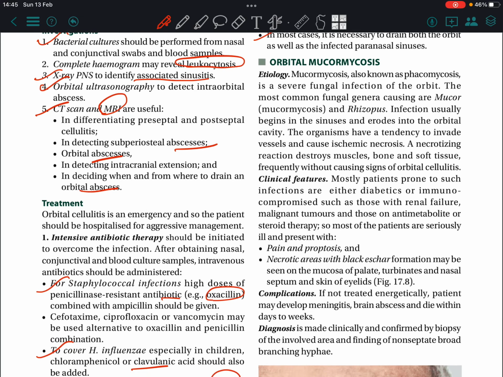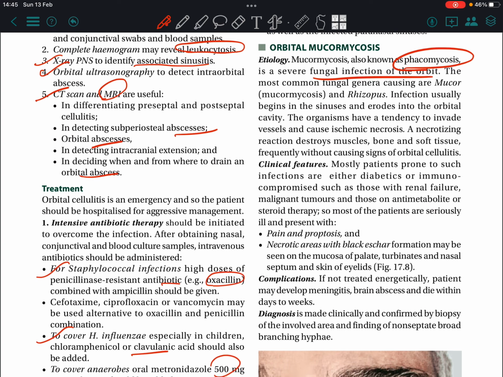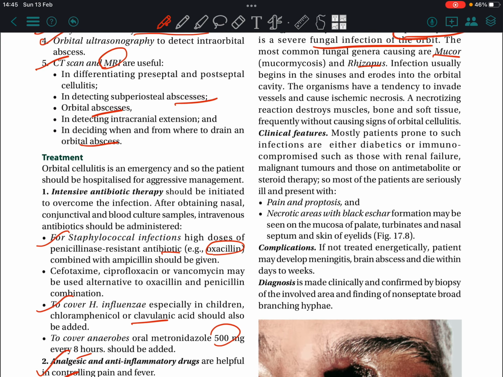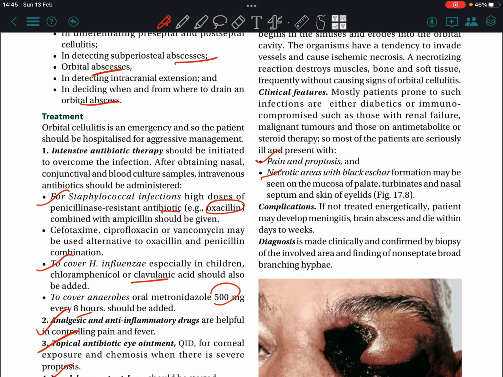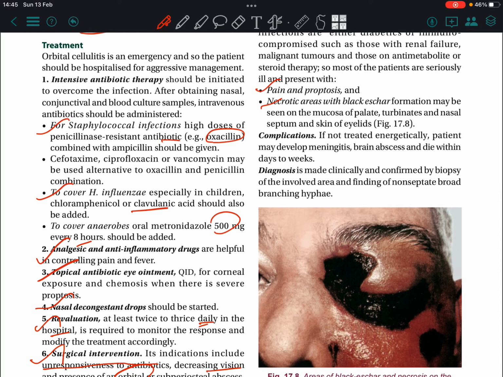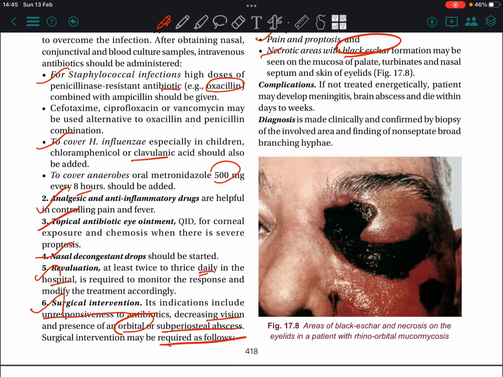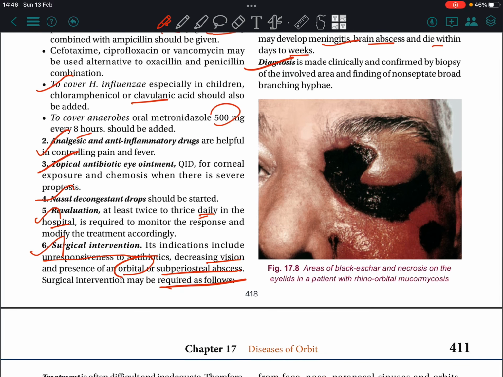Orbital mucormycosis, etiology: mucormycosis, also known as phycomycosis, is a severe fungal infection of the orbit caused by mucor or rhizopus. Clinical features: pain, proptosis, necrotic area with black scar formation may be seen on the mucosa or palate. Complication: if not treated energetically, the patient may develop meningitis, brain abscess, and die within days to weeks. Diagnosis is made clinically, confirmed by biopsy of the involved area. Areas of black scar, necrosis on eyelids of a patient with rhino-orbital mucormycosis.